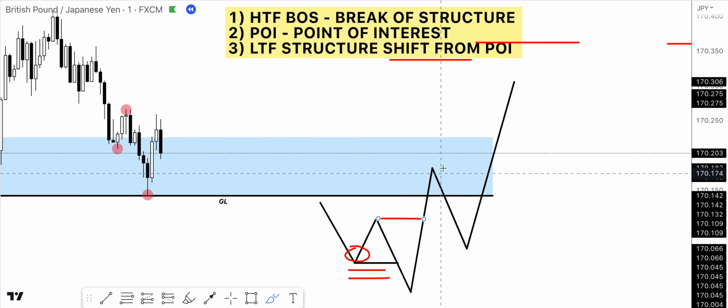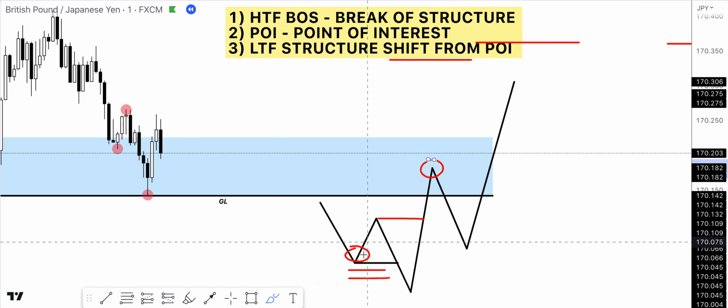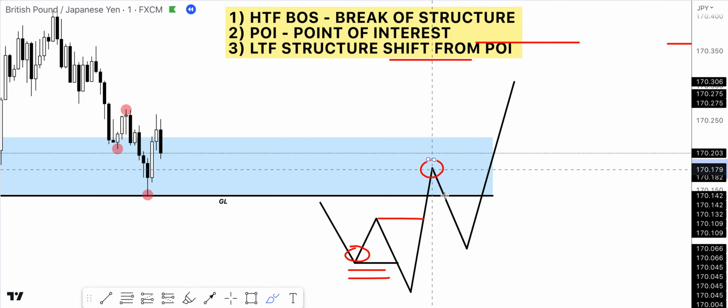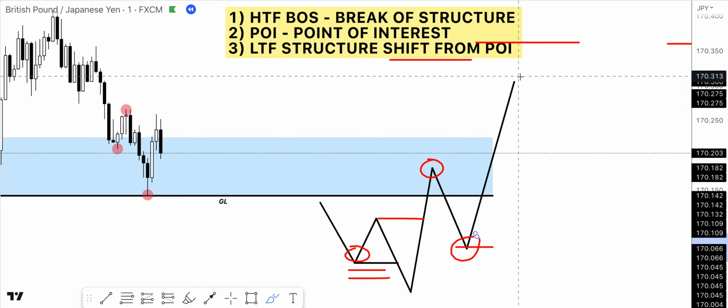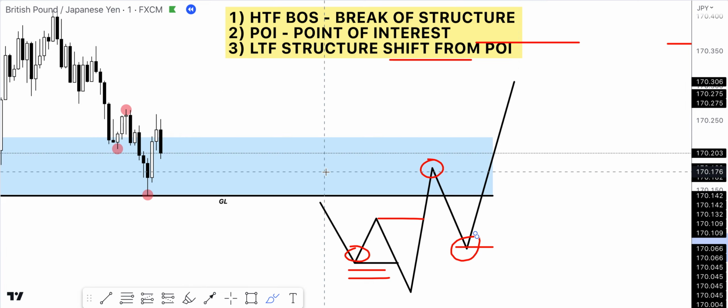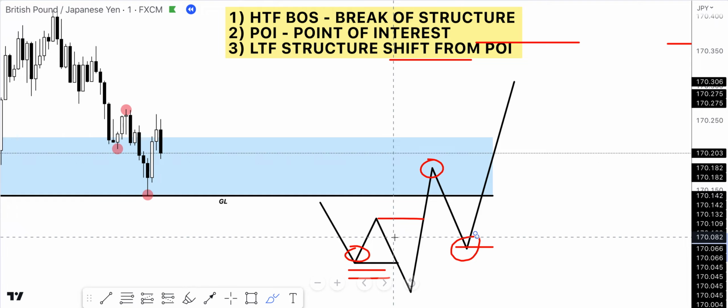We want to see a break to the upside. Once we've run the retail stop losses, then we can look to enter safely here with an anticipation of a trend continuation. Okay, so that's the entry schematic that we're looking for.